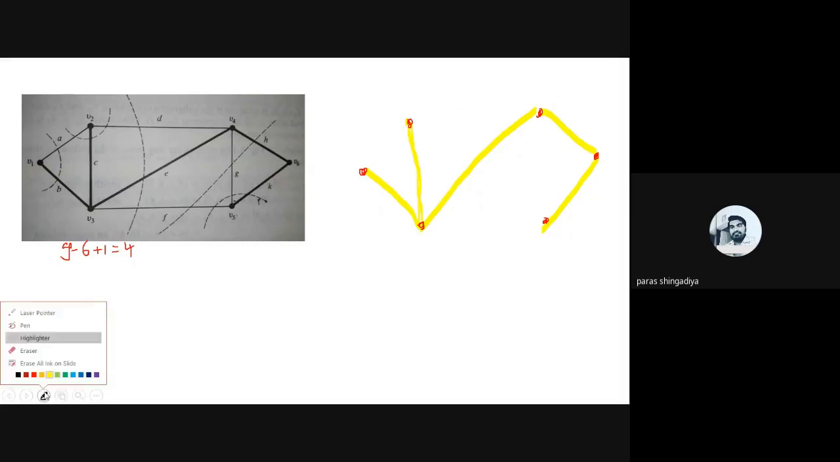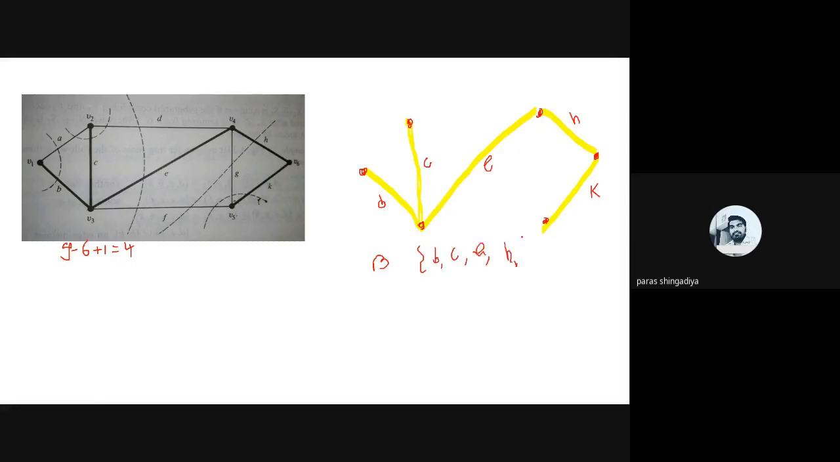And now let us mention the notations in this graph. So B I included, then after C, E, H, and K. So these edges are known as the branches. Okay, so the branch set B is equal to B, C, E, H, and K. These are the edges which are known as branches.